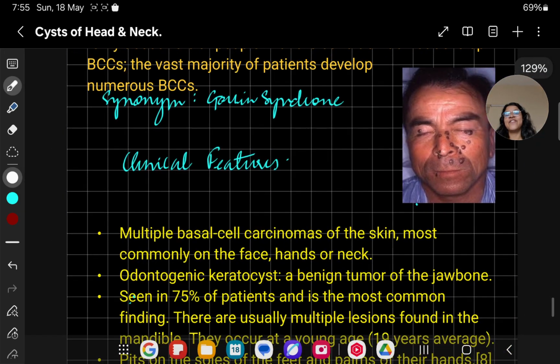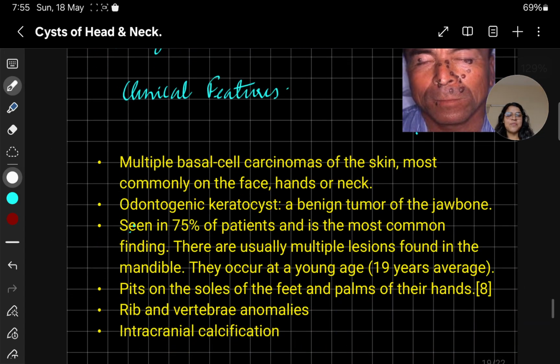Then you have the clinical features. Clinical features of this are multiple basal cell carcinomas of the skin. As I told you, most on the skin of the face, the hands, the neck. Then you have odontogenic keratocysts. Why we are learning this here is because it is associated with odontogenic keratocyst, which was then considered a benign tumor, now it is a cyst. It is seen in 75% of patients and is the most common finding. 75% of patients will have this.